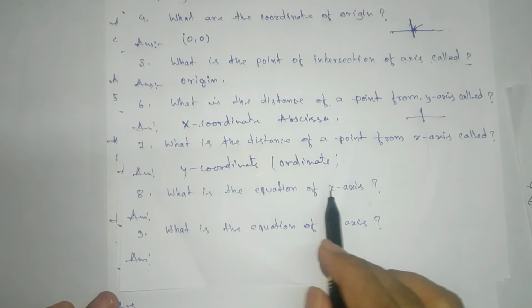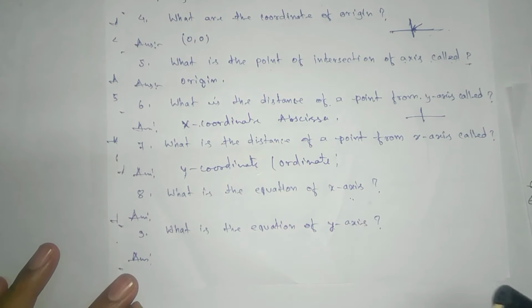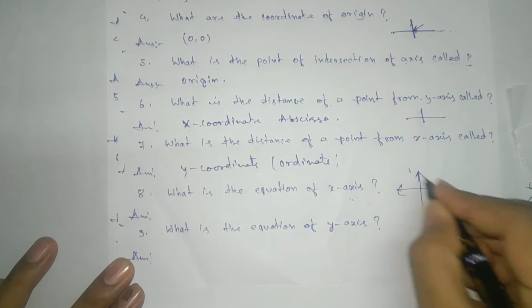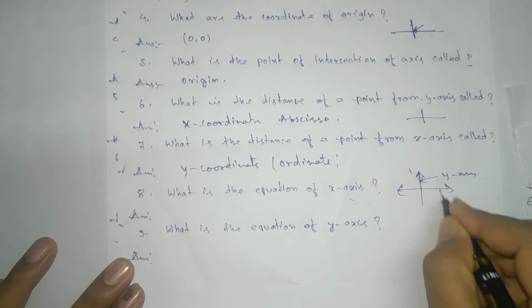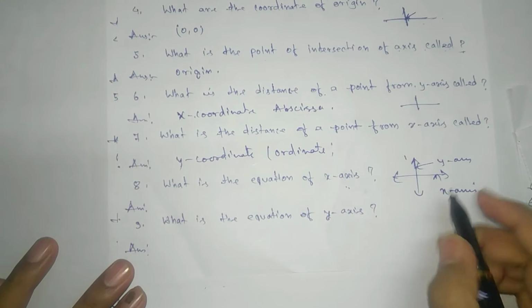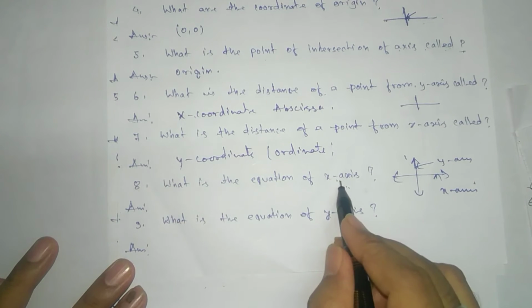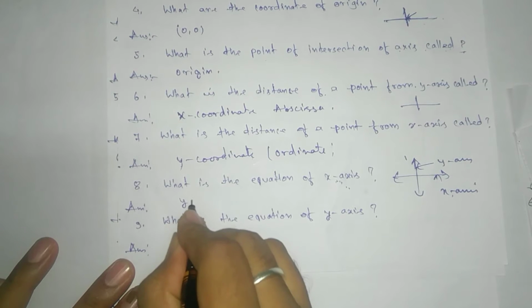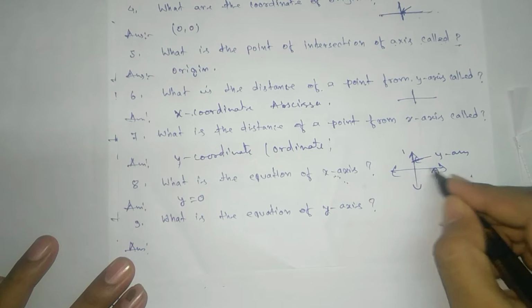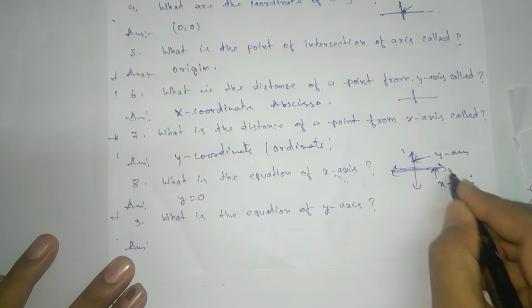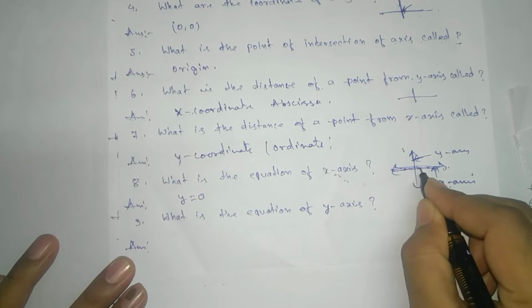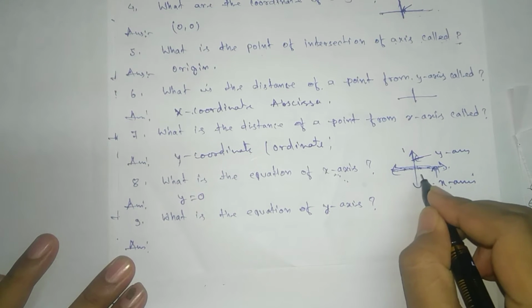Next, what is the equation of the x-axis? Here this is your y-axis and this is your x-axis, and the equation for the x-axis is y equals 0. You can see that at each point of the x-axis, y is 0. That's why y equals 0.